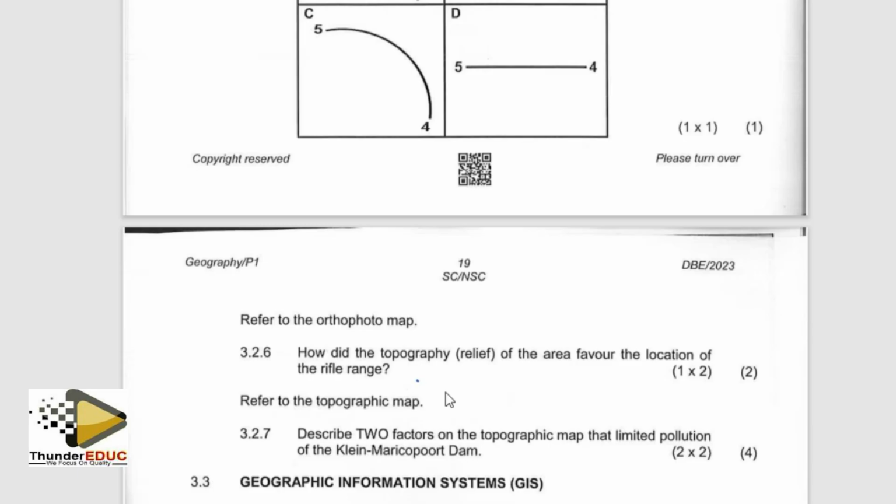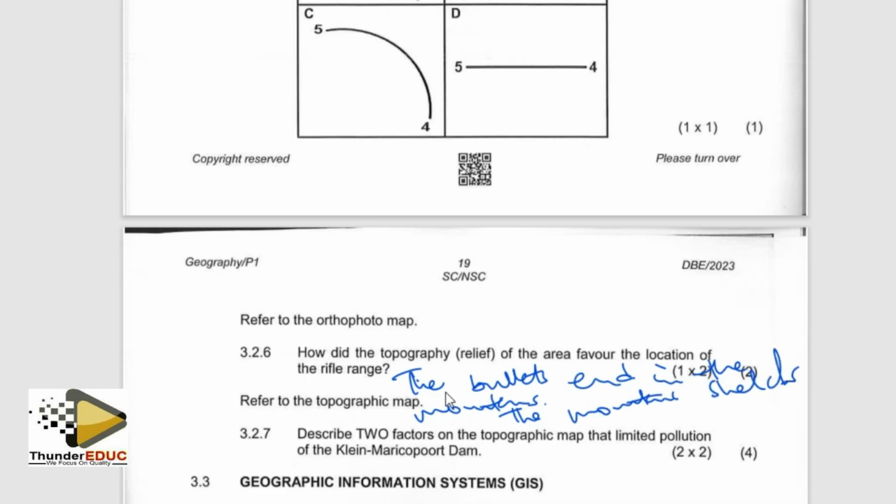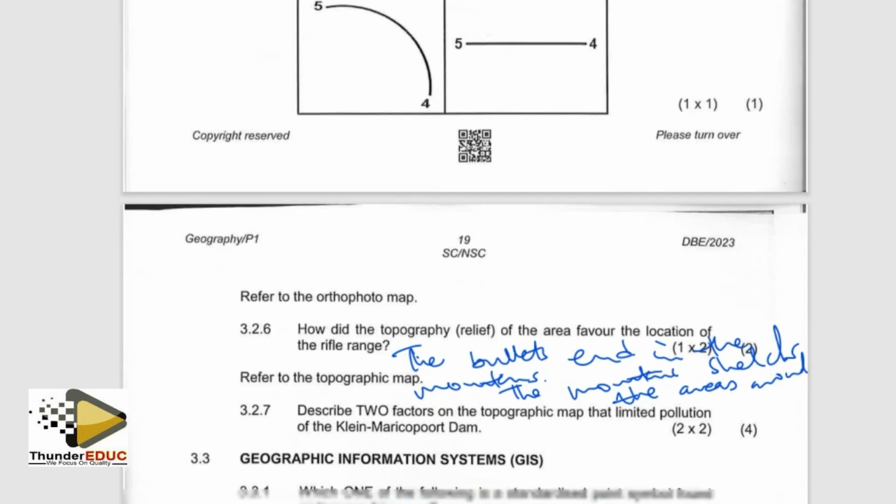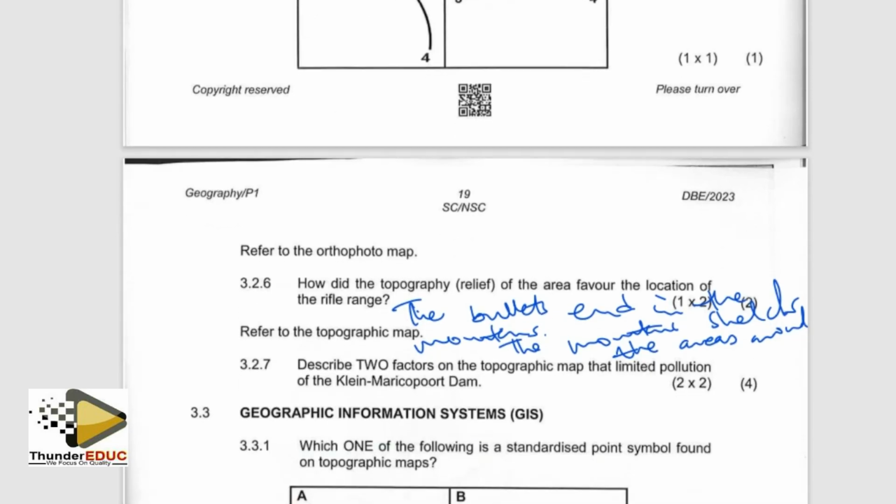Okay, the relief in the area favors it because the bullets end in the mountains, and the mountain shields the areas around. The mountain shields the areas around.